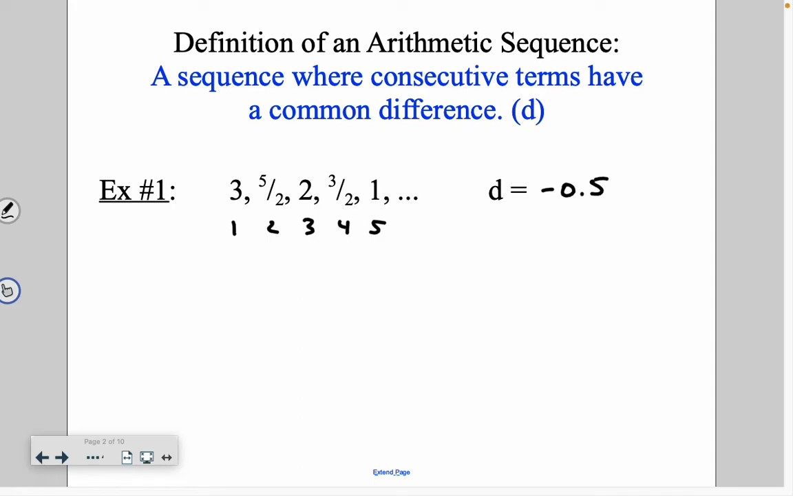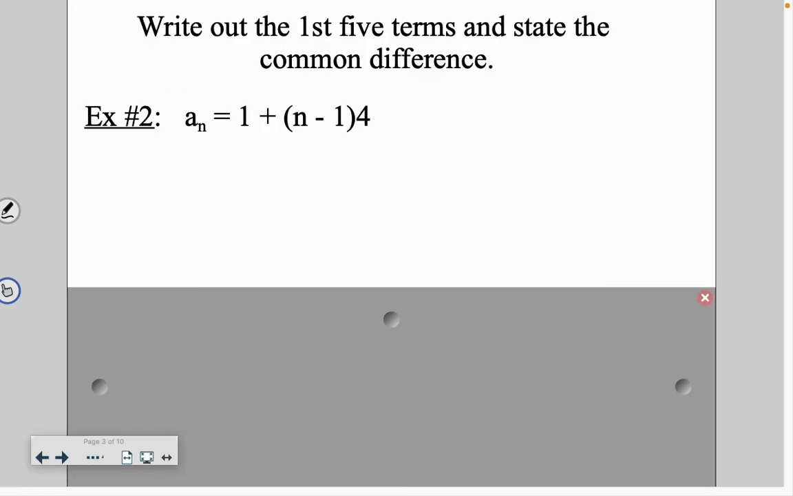Okay? Let's keep going. So what about this one? If we take a look, kind of like what we were relating to what we did yesterday. Here's an explicit formula, and I want to write out the first 5 terms and state the common difference so we can actually see, is this arithmetic or not? Okay? If it has a common difference, it is. So just like yesterday, in order to find the first 5 terms, just plug in 1 for n, plug in 2 for n, plug in 3. And then we can look at the pattern. We don't necessarily have to plug in all 5. You can now start to see the pattern.